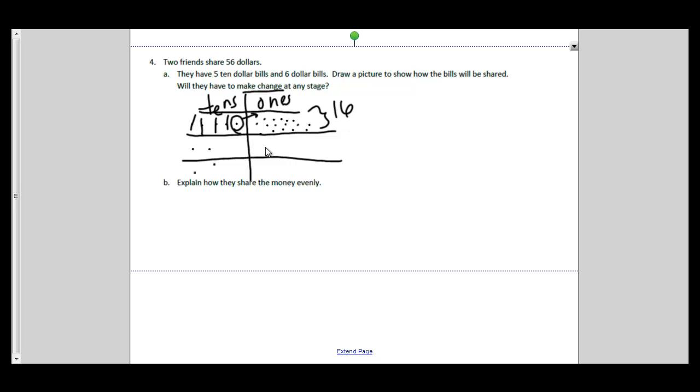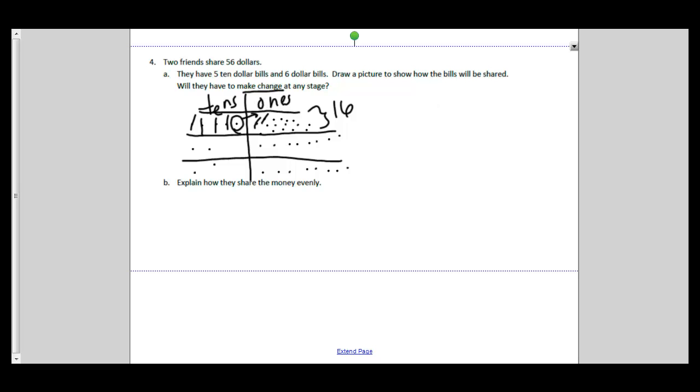So I know 16 divided by 2 is 8, so I'm just going to go ahead and say 1, 2, 3, 4, 5, 6, 7, 8. 1, 2, 3, 4, 5, 6, 7, 8. If you didn't know 16 divided by 2, you could always just mark it out as you go until you distribute them all. That would give you the exact same answer. Okay, so it says, draw a picture to show how the bills will be shared. Will they have to make change at any stage?